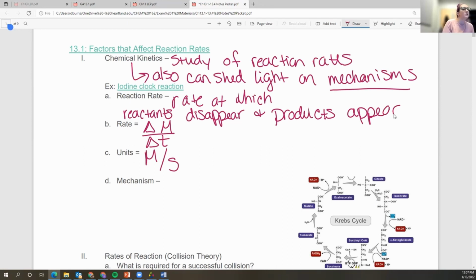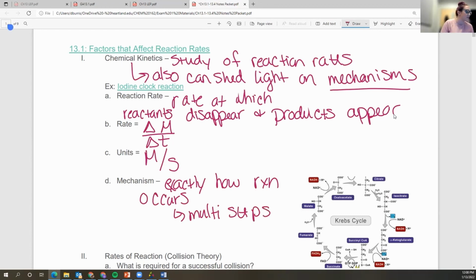Okay, so I mentioned mechanisms at the beginning up here. So what is a mechanism? Well, it's exactly how the reaction occurs. And what I mean by that is there could be multi-steps, okay, for a chemical reaction to occur. There could be different molecule collisions. Different molecules have to actually collide in order for a reaction to occur.